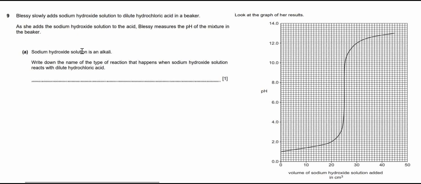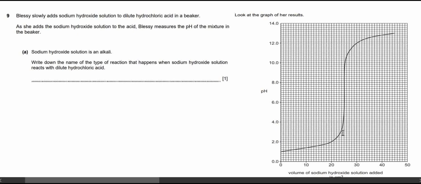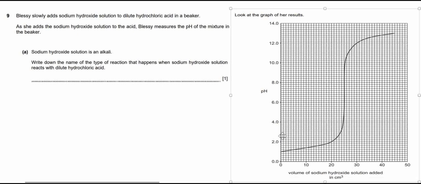Question A, sodium hydroxide solution is an alkali. Write down the name of the type of reaction that happens when sodium hydroxide solution reacts with dilute hydrochloric acid. Look at the graph of her results here. This is the volume of sodium hydroxide solution added in cubic centimeters, and this is the pH, so there's an increase in pH up to here. Now, write down the name of the type of reaction. You've got 10 seconds from now.